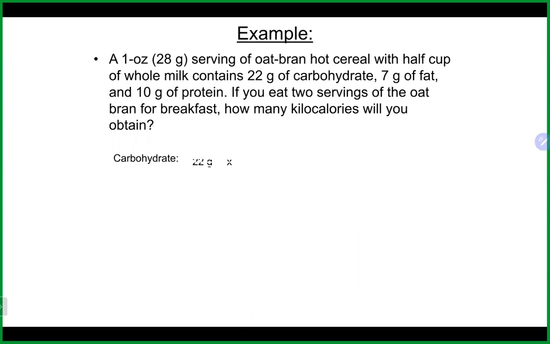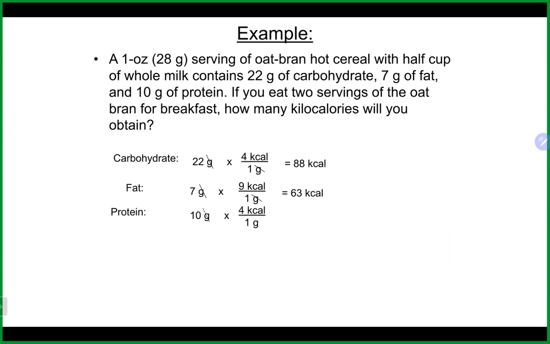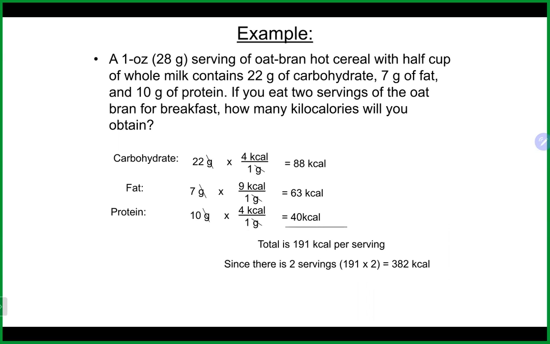So for example, in terms of the nutritional calories, if we had something like this, just to look at the calculation here. If we had 1 ounce of oat bran, to have a cup of milk, 22 grams of carbs in that, 7 grams of fat, and 10 grams of protein. If you eat 2 servings, how many calories would you have?